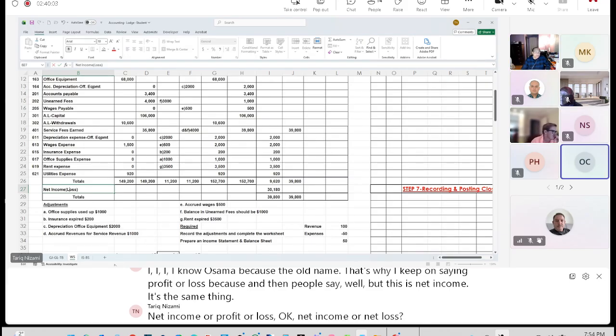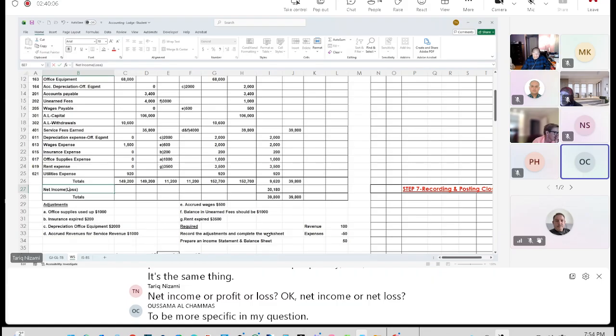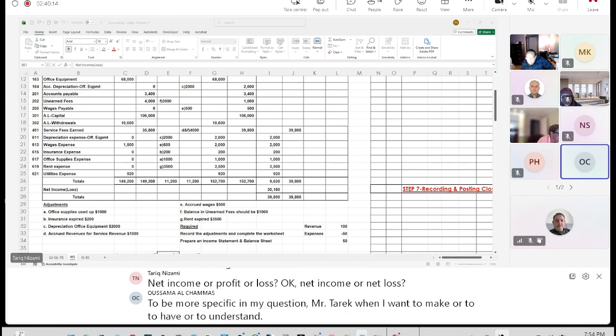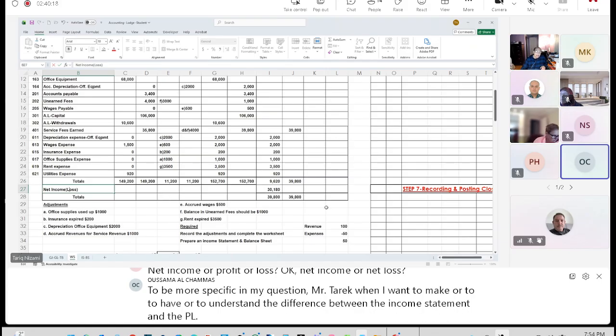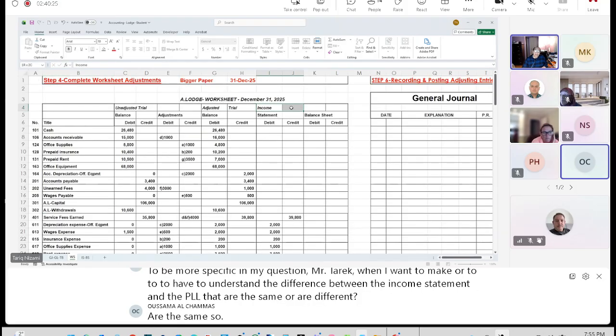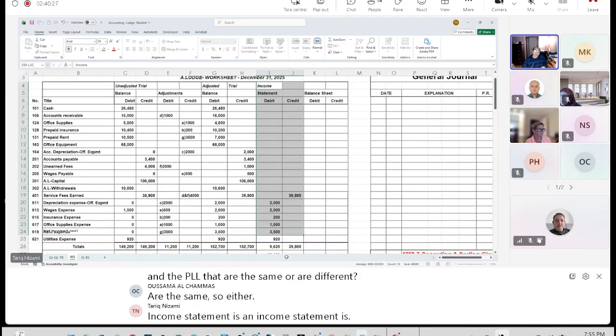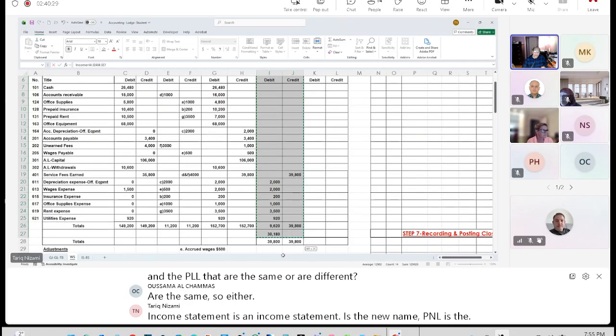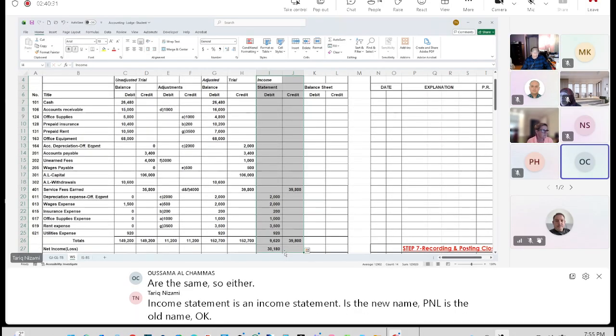To be more specific in my question, Mr. Tariq, when I want to understand the difference between the income statement and the P&L, are they the same or different? No, it's the same. Income statement is the new name. P&L is the old name.